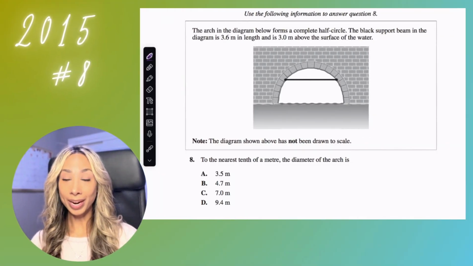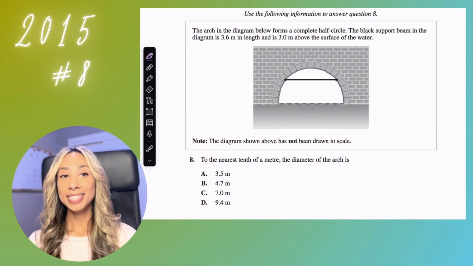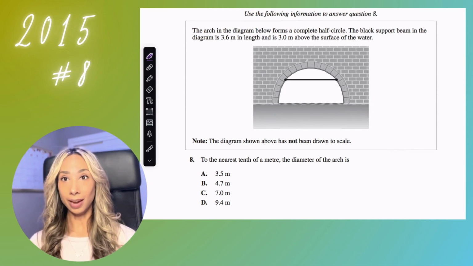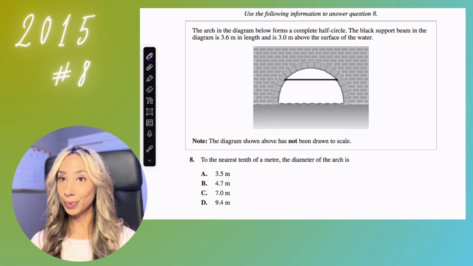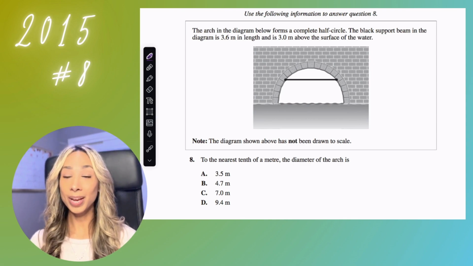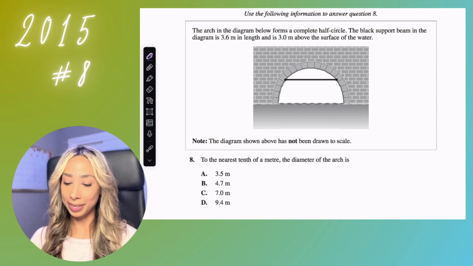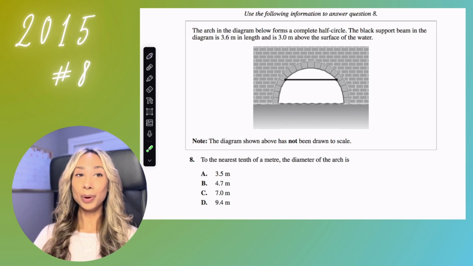Okay, here is number 8 from the 2015 PAT. It's another word problem one where they've given us a diagram. Now I do want to just add that there are two ways to solve this question. I'll just go over one, but feel free to play around and see if you get the other way to solve it, and of course the answer is going to be the same. So let's go ahead and read our question.